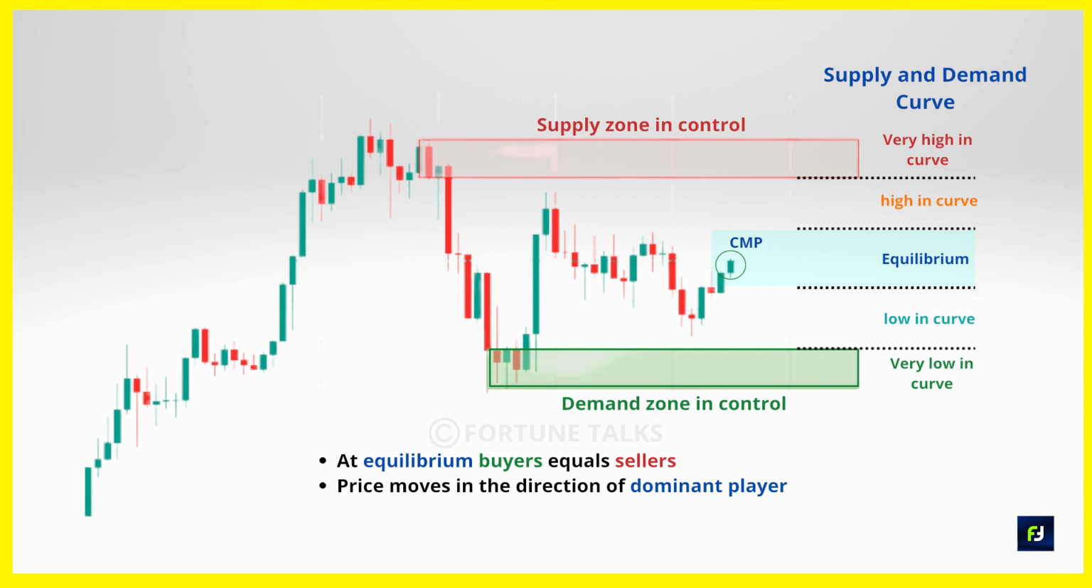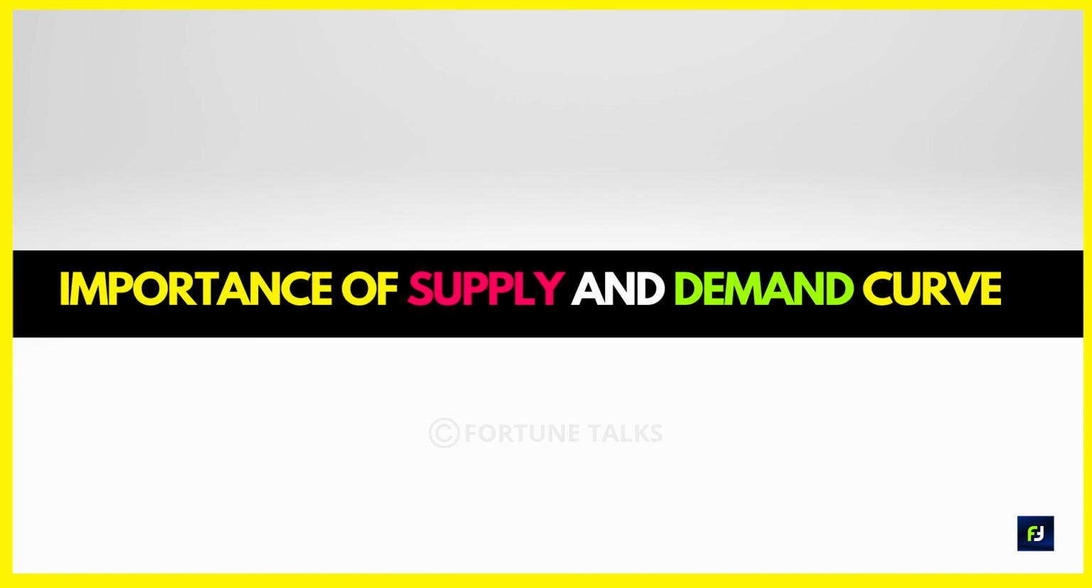Usually, the price keeps moving sideways in the area in the curve until one of the players exceeds the other. That is, if the buyers exceed sellers, we have an uptrend movement to the upside, pushing the prices higher on the curve. And if the sellers exceed the buyers, we have a downtrend movement to the downside, pushing the prices lower on the curve.